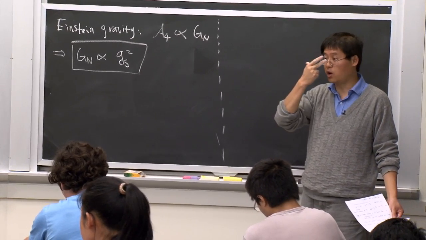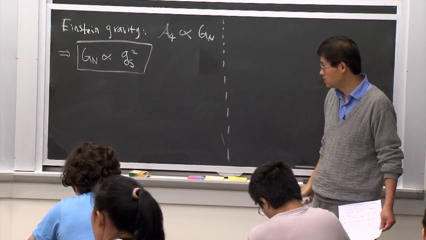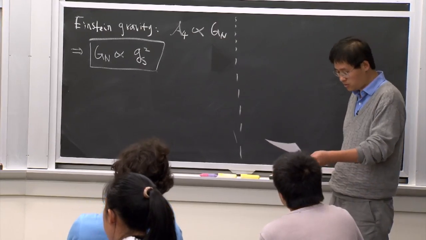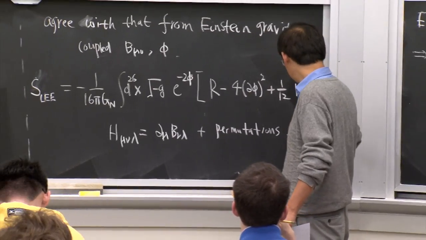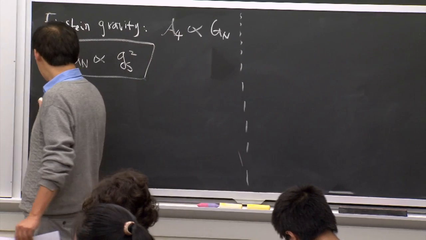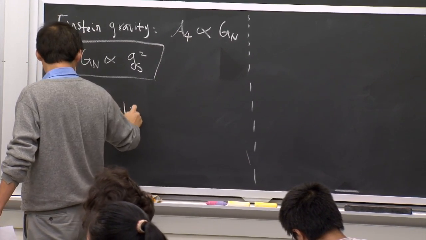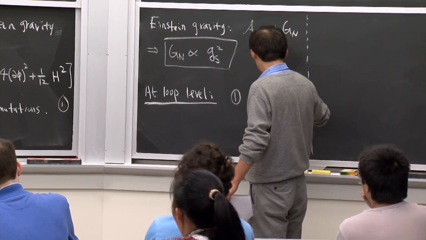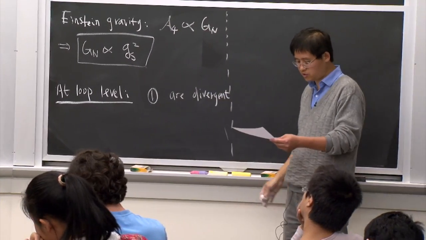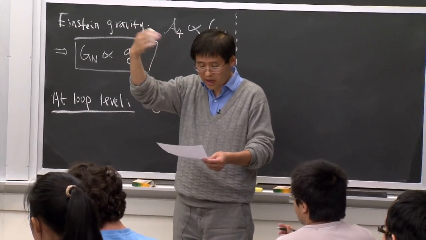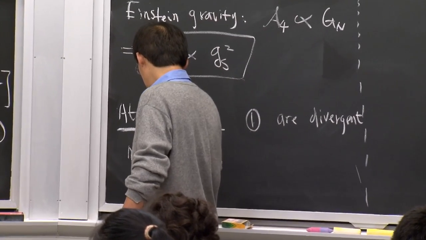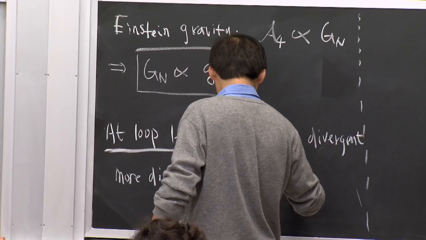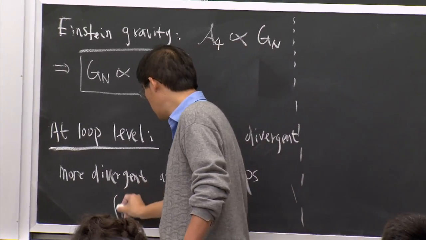So now here's an important point. Someone just asked, what happens at the loop levels? You can compare the tree-level process and you find they agree very well. You say, what happens at loop levels? So now let me call this equation 1. At loop level, this one is notoriously divergent. So if you calculate some scattering amplitude to the loop level, then you find the results are divergent. In particular, more and more divergent when you go to higher and higher loops. Okay? More divergent at higher orders in perturbation theory, say at the higher loops. So that's what we normally mean when we say a theory is non-renormalizable.